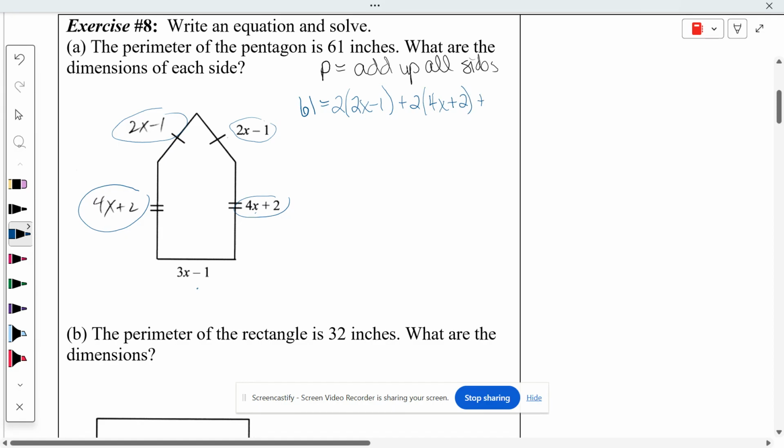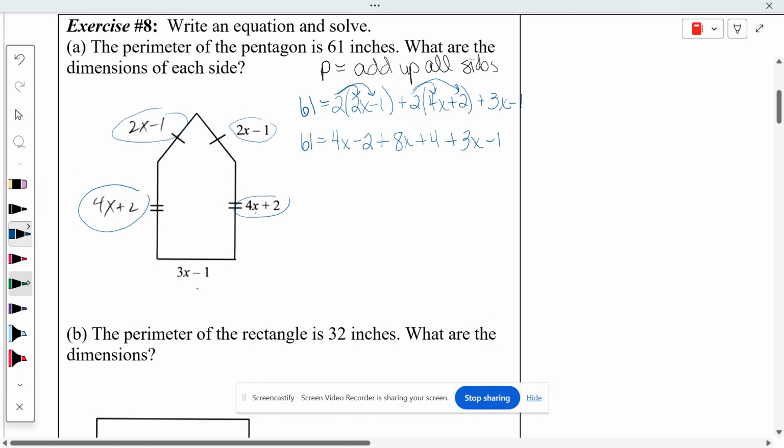Plus 3x minus 1. That's my last side. So I'm going to distribute. Let's see, 61 equals 2 times 2x is 4x. 2 times negative 1 is negative 2. Plus 2 times 4x is 8x. And 2 times 2 is 4. Plus, don't forget that 3x minus 1.